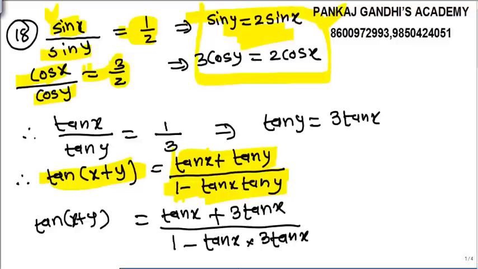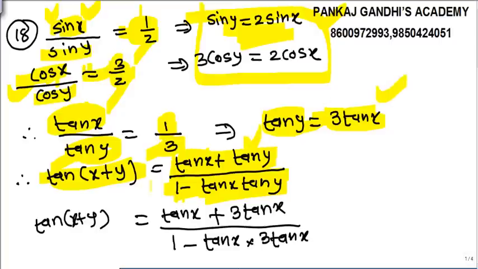Now from these equations, means sin x and sin y, from this first and this second equation we can find out the value of tan x, tan y. Divide this equation by this equation, I will get tan x upon tan y is 1 by 3, because sin x upon cos x is 1 by 2 divided by 3 by 2. So this 2 and this 2 will get cancelled and I will get the value 1 by 3. So tan y is equal to 3 tan x. So I got the value of tan y in terms of x also.